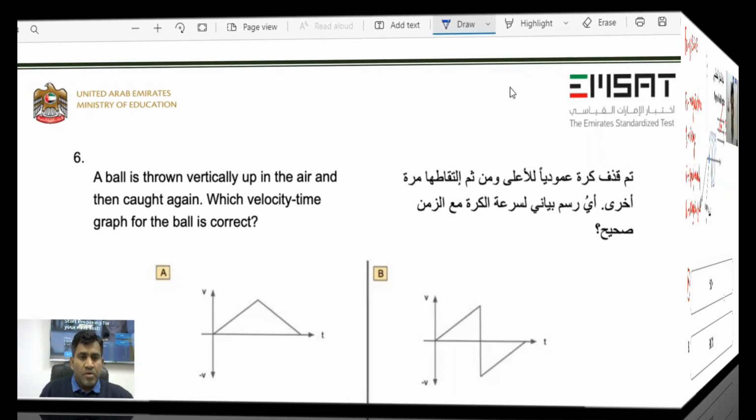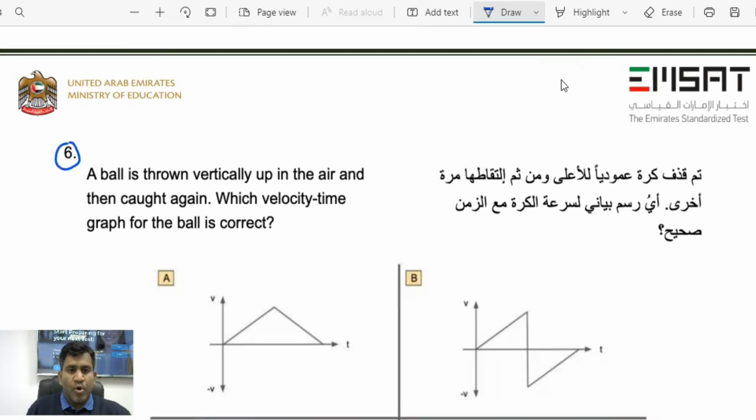A. Question number 6 here is, a ball is thrown vertically up in the air and then caught again. Which velocity time graph for the ball is correct? The question is about representing the velocity time graph of the ball which is thrown vertically upward and caught again. So let's take, for example, if I just draw a velocity time graph of the situation they're talking about. Let's take the x-axis as time, and the y-axis as the velocity.